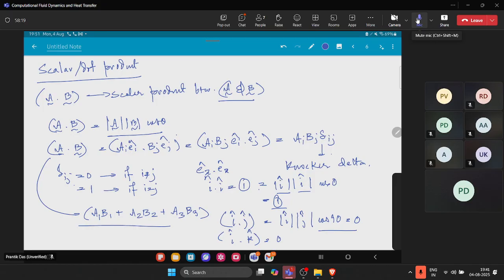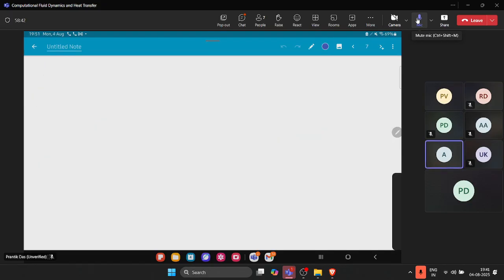Okay. So this is called the scalar or the dot product itself. Scalar because the result we are getting by multiplying two vectors is a scalar. Okay. So it has no directional dependence. So it has one single value. So is it clear to all of you? Okay. So what is the interpretation of the scalar product?